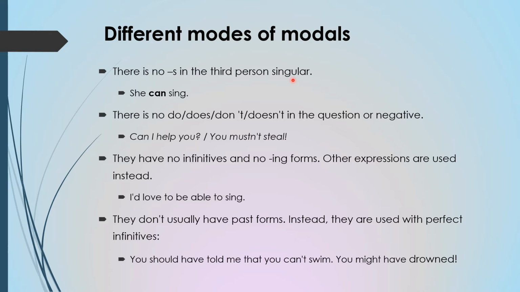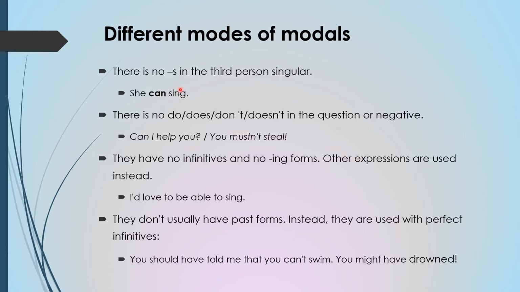You know that whenever we use the third person singular number, we use s after a verb. For example, he goes, she eats. Like this, we need to use an extra s after the verb. But in modals we do not. She can sing. She can sing. So you need to understand that.